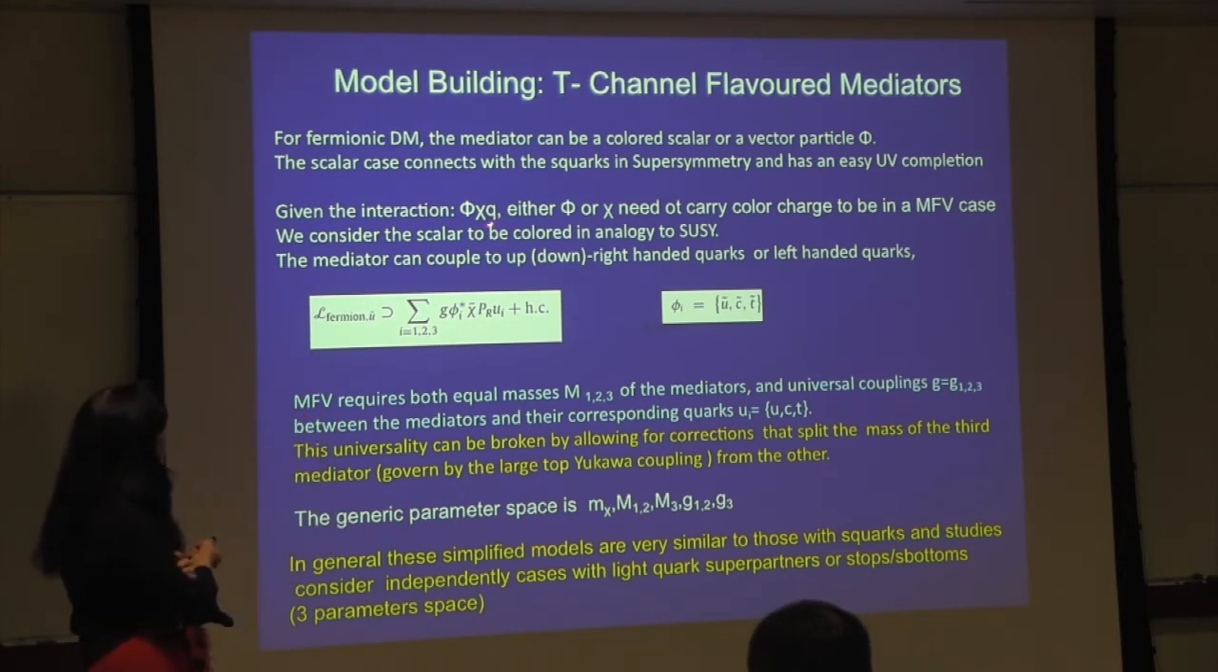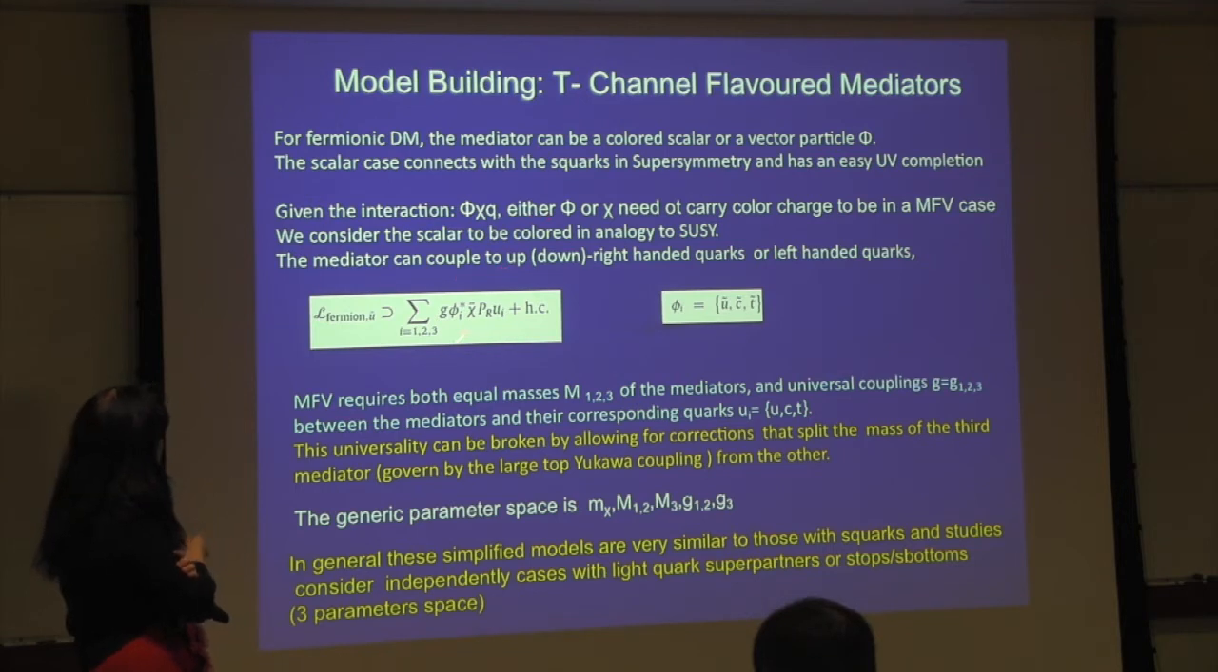Since the dark matter, if we don't want the dark matter to be colored, and there are some more baroque models that do that, then you want the mediator to be colored. And this is just the squark dark matter quark interaction of the MSSM. Okay?